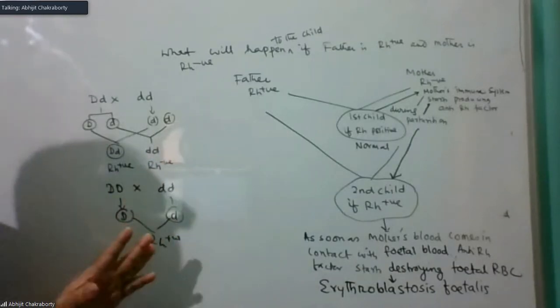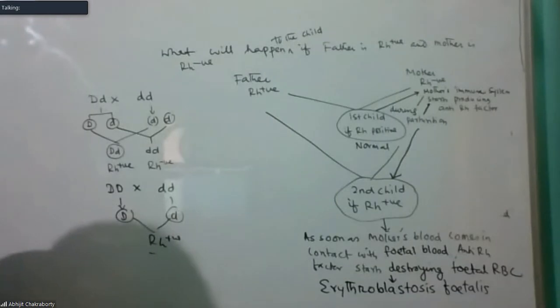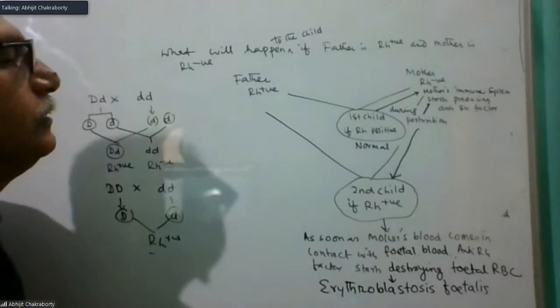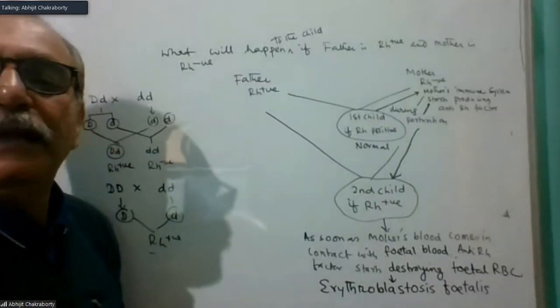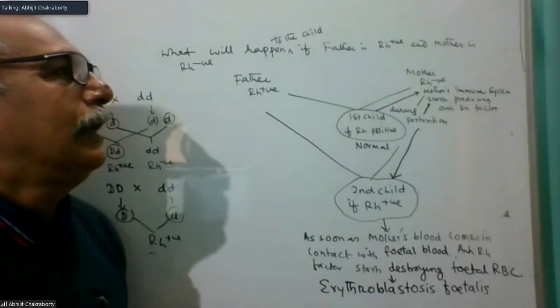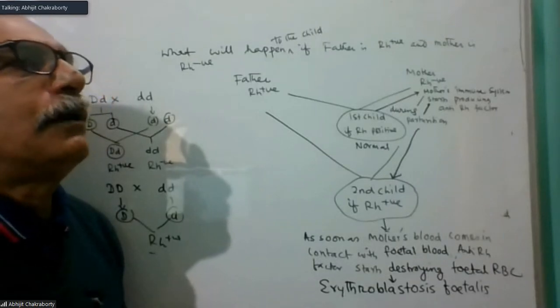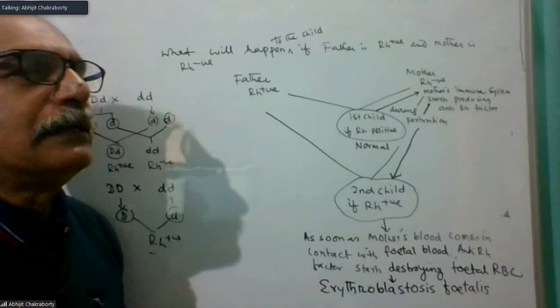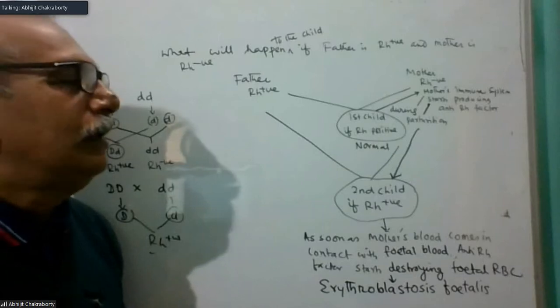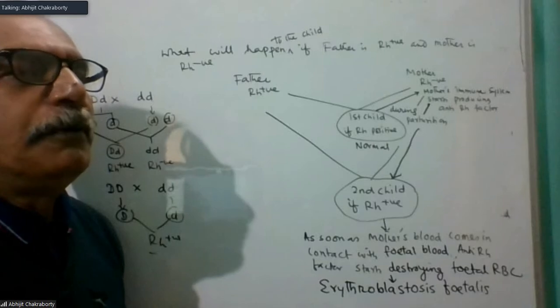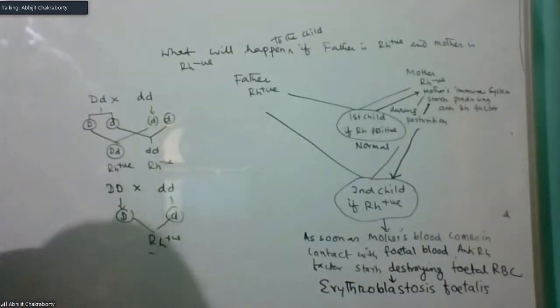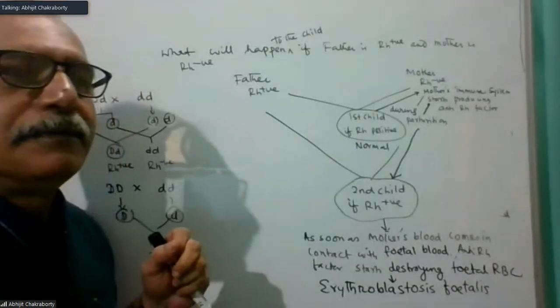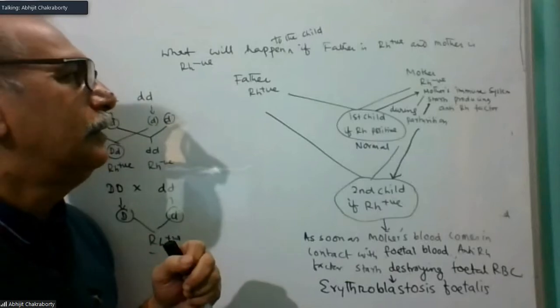So now, what to do? In order to check this, if the father is found Rh positive and the mother is found Rh negative, then after the birth of the first child, if the first child is found Rh positive, the mother is given an Rh immune globulin injection to prevent the formation of antibodies in the mother's blood. It prevents active antibody formation by the mother. Is it clear?